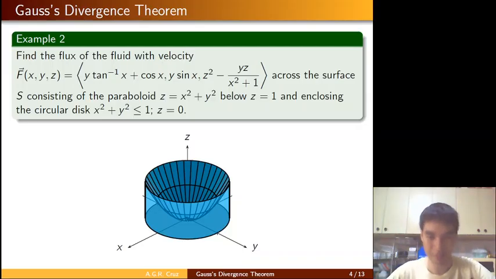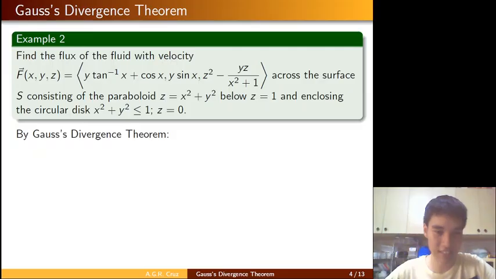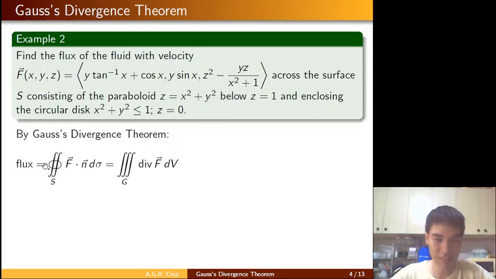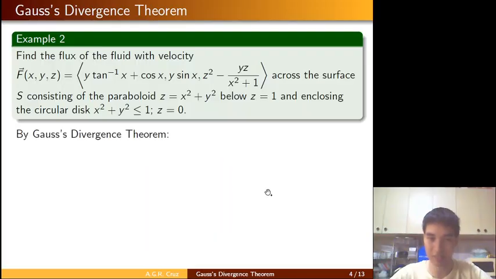We will convert them later. But first, let's set up the integral that we will need. The flux, again by definition, is just this surface integral over here, no? But by Gauss's divergence theorem, this surface integral must be equal to the triple integral of the divergence of f over the solid g enclosed by this surface over here.